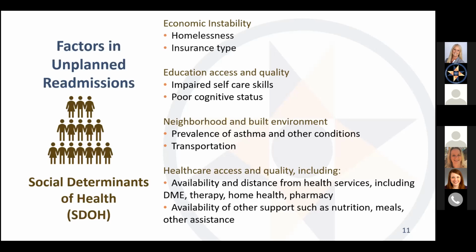So we talked before about the availability of health services. That could also include distance to travel to those health services, the ability of ordered DME to arrive at their home when it needs to, access to physical therapy, pharmacy services, and when those things are open, et cetera. And then finally, the availability of other support, such as nutrition and meals, and other assistance, such as perhaps they need help paying for utilities in order to keep their electricity on so they can use their oxygen tank or monitoring devices or what have you. So all of these come into play when it comes to driving readmissions. Next slide.